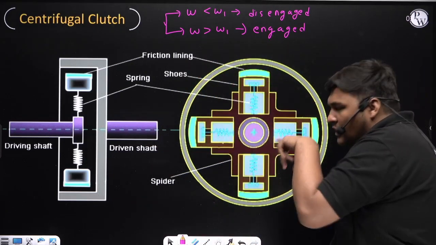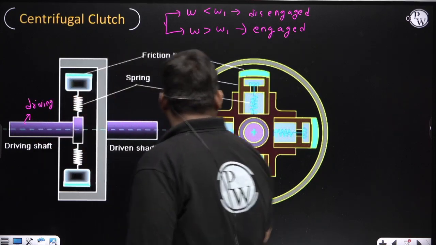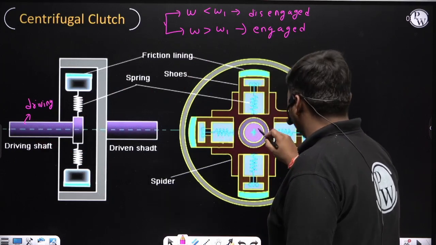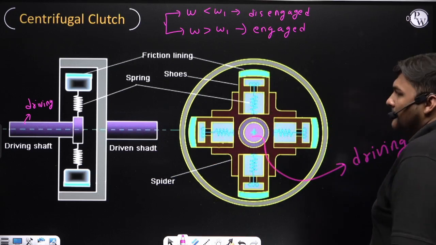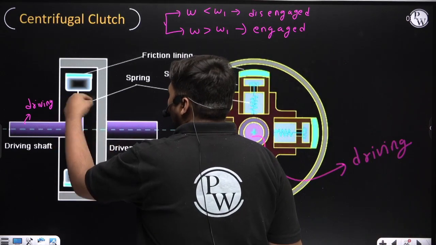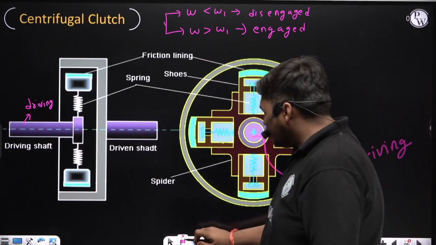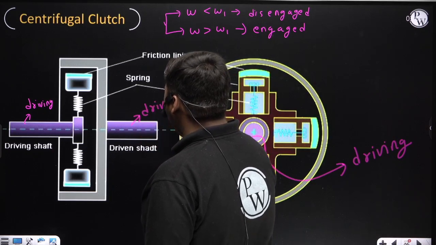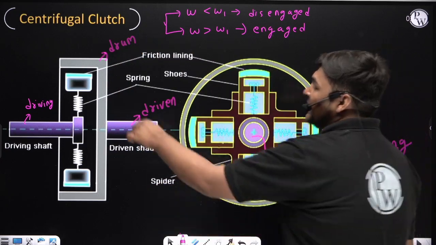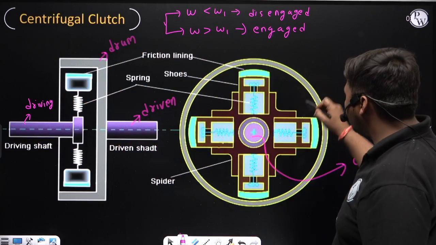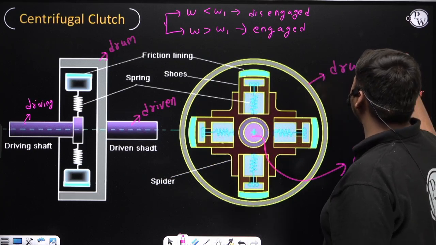Now this is the basic diagram or construction of a centrifugal clutch. This is our driving shaft. In this driving shaft, springs are attached. Through these springs, a spider or shoe is attached, and on the outer side of the shoe a friction lining is attached. This is our driven shaft or output shaft, and this drum is attached to the driven shaft, meaning the drum is part of the driven shaft. If the friction lining is engaged with the drum, the input shaft is engaged with the driven shaft.